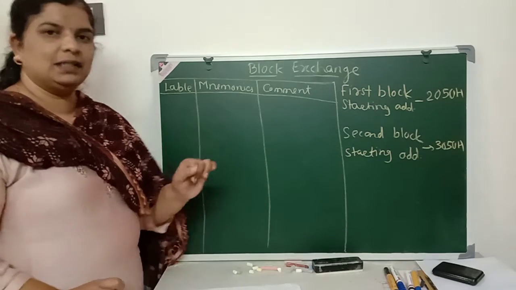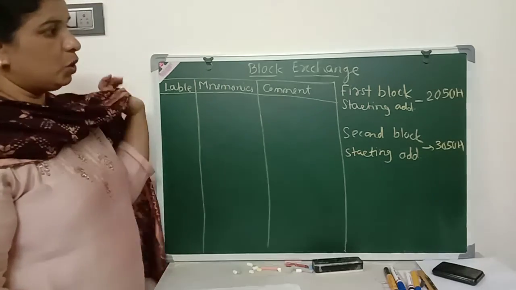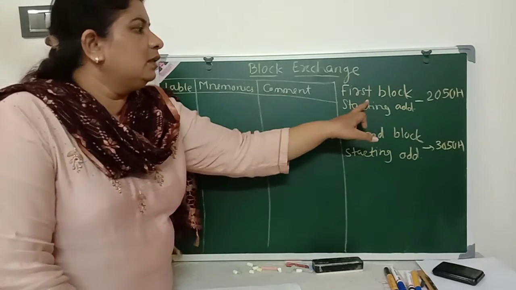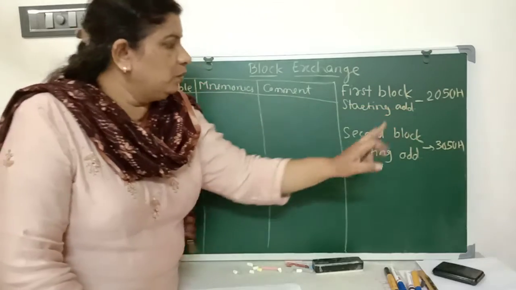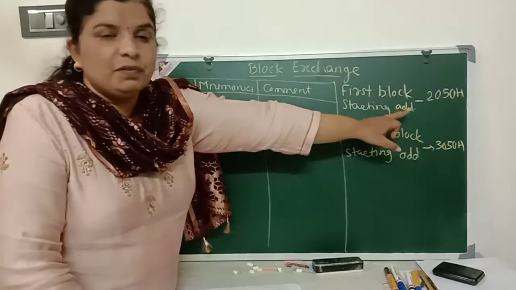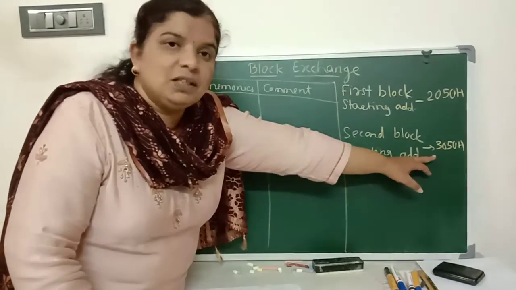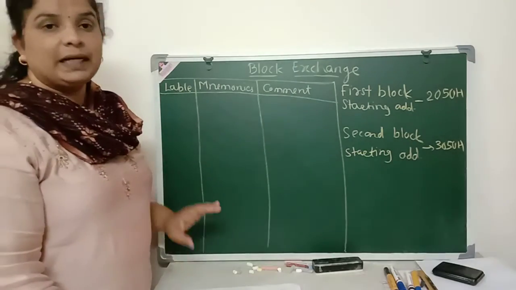Okay, so in the last lecture we discussed the concept of how to write the program for block exchange. In that case we have seen that the first block starting address will be 2050 and the second block starting address will be 3050. So we have stored 5 numbers from 2050 and another 5 numbers from 3050, and now we are going to write the program.